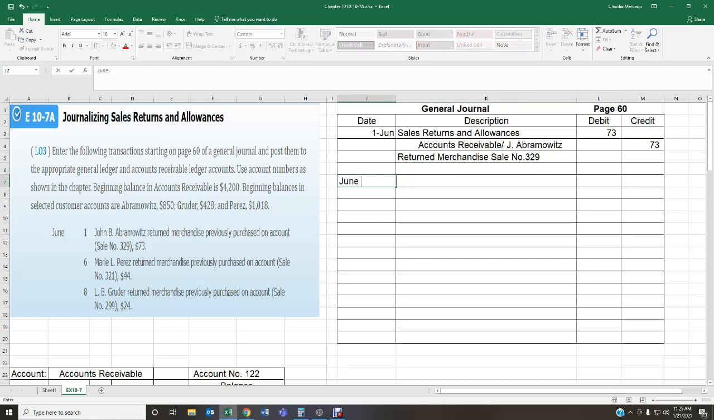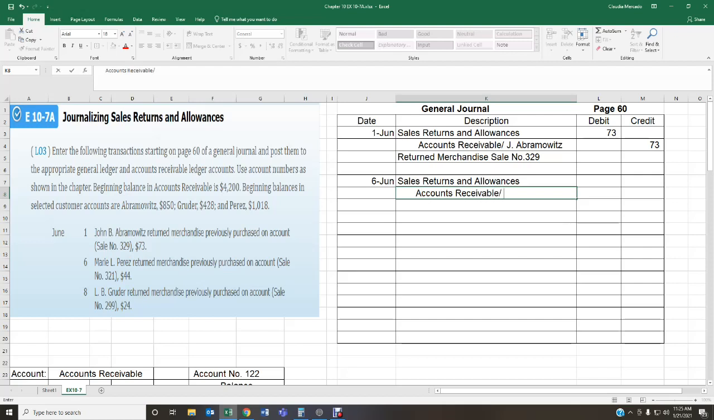Now on June the 6th, what happened? Marie Perez returned merchandise previously purchased on account as well, sale number 321, and she returned $44. So every time you have a return, you will always debit sales returns and allowances, and you're always going to credit your accounts receivable. That does not change.